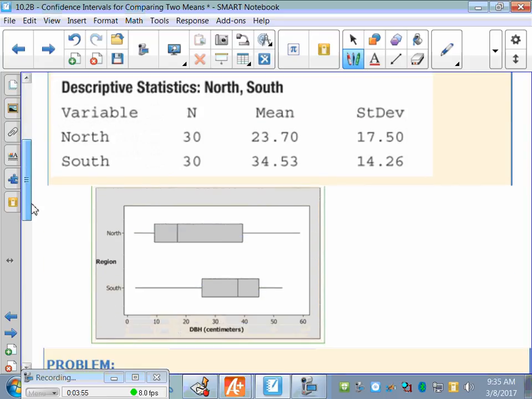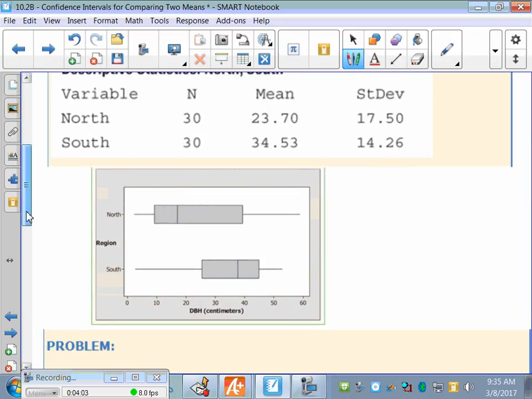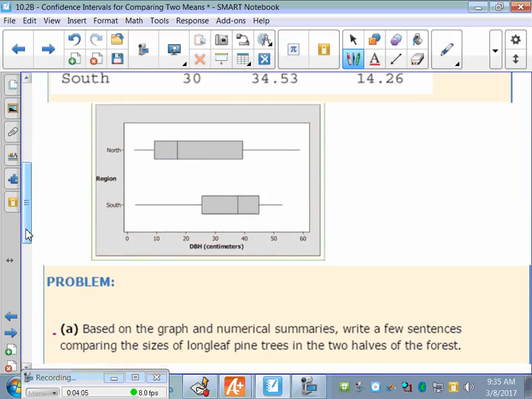All right, so in the north, we did 30 from each. We've got our mean in centimeters for the diameter and our standard deviation in centimeters. And they also gave us a box plot picture. So this says north on the top, and there's our box and whisker, and south, box and whisker, and we've got centimeters on the bottom.